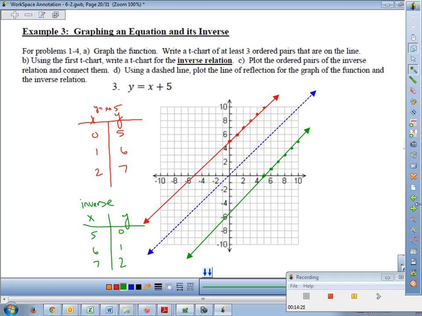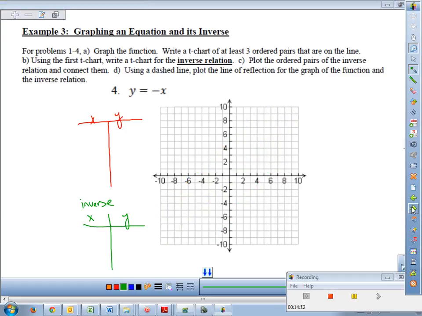Is the green one a function? Red one was the original. It's a function. This is its inverse. It's also a function. It could happen, right? You're a function. Its inverse is a function. Last one. Horizontal, vertical, or oblique? Oblique. It's got both x and y in it. This one's interesting. Let's see what happens.